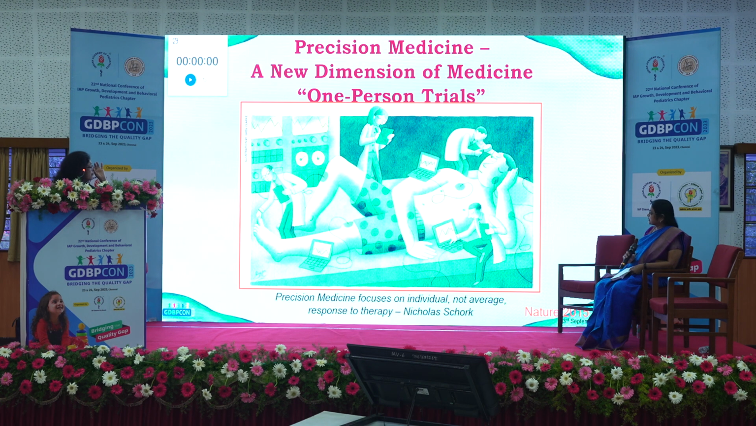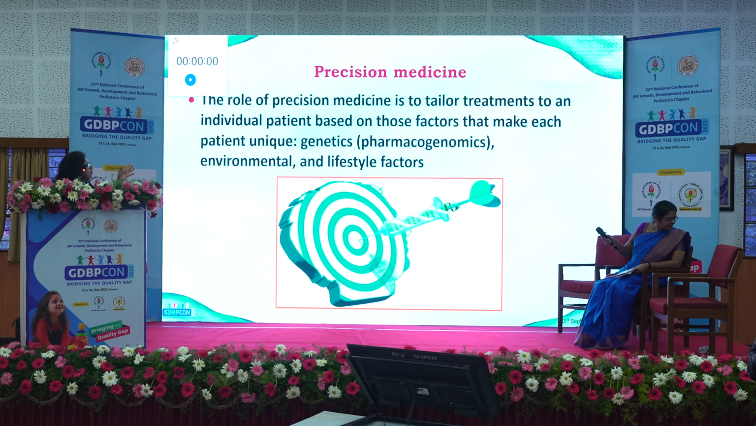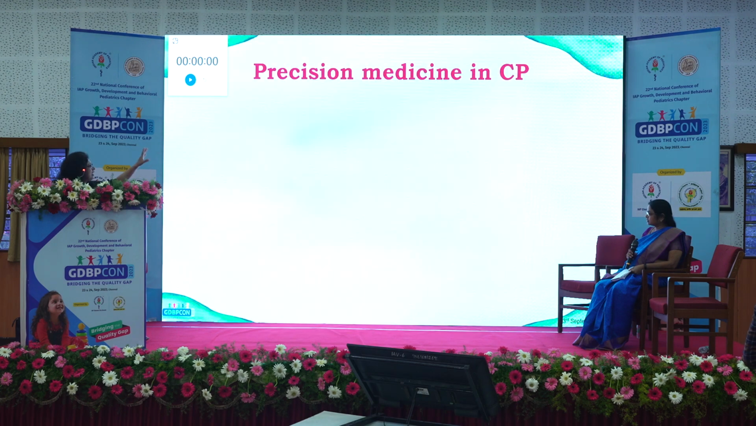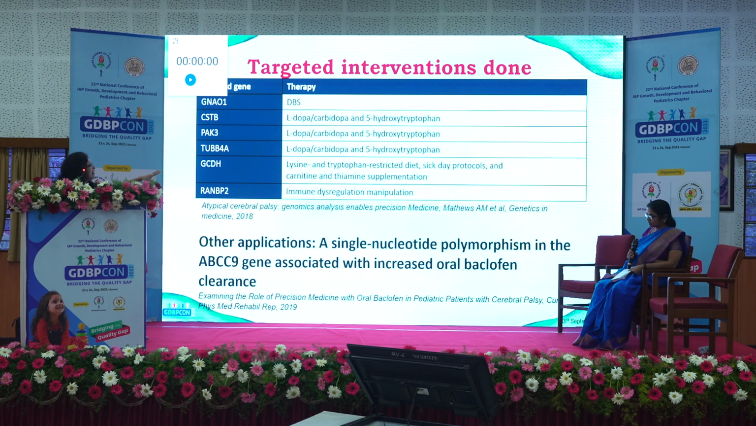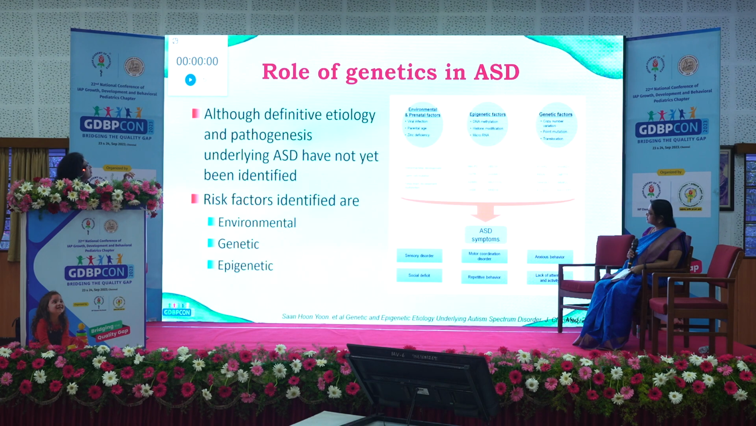The days of precision medicine work based on genetics plus individual factors. For CP, we have some specific precision medicine, basically for CP mimics. You also have it for epilepsy, and you also have it for autism.